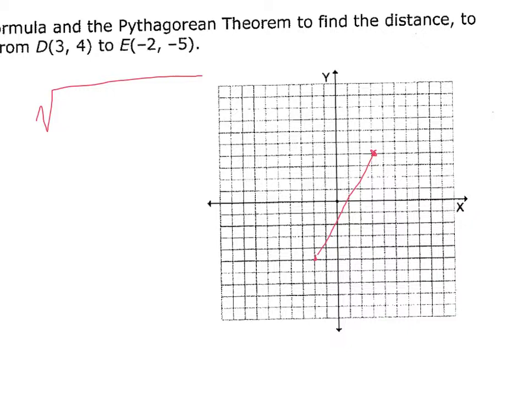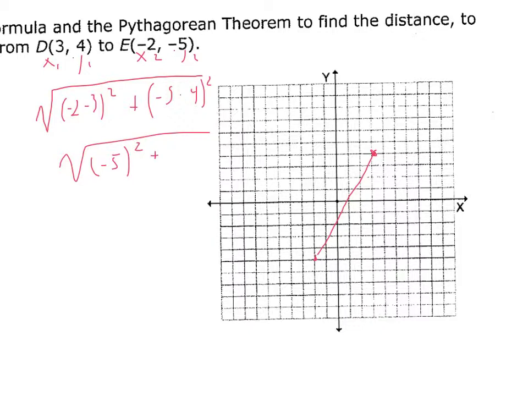We have x2 minus x1, so we have -2 minus 3 squared. Remember, this is x2, x1, y1, y2. Then we have to add in y2 minus y1. That would be -5 minus 4 squared. Then if you reduce, you have -2 minus 3, which is -5. So you have -5 squared plus -5 minus 4, and that gives you -9 squared.